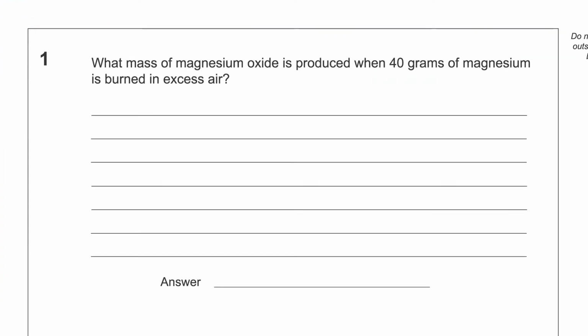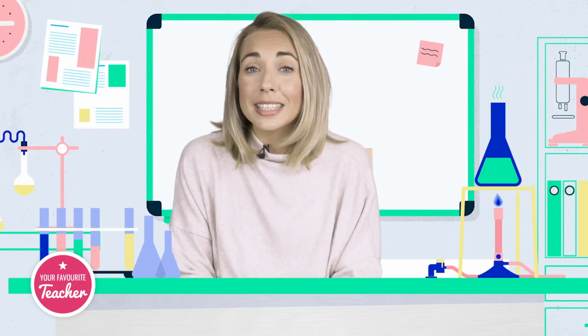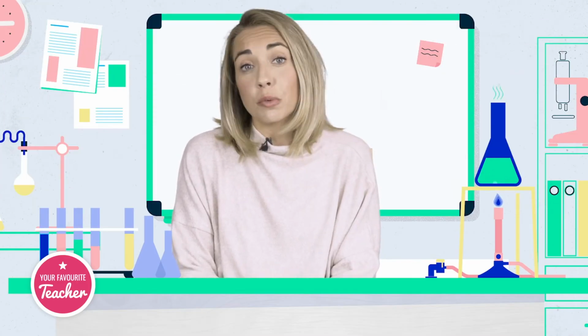What mass of magnesium oxide is produced when 40 grams of magnesium is burnt in excess air? First, we need to write out the balanced chemical equation, which for this reaction will be 2Mg plus O2 goes to form 2MgO. We know that magnesium is the limiting reactant from the question because, let's face it, we're not going to run out of air.